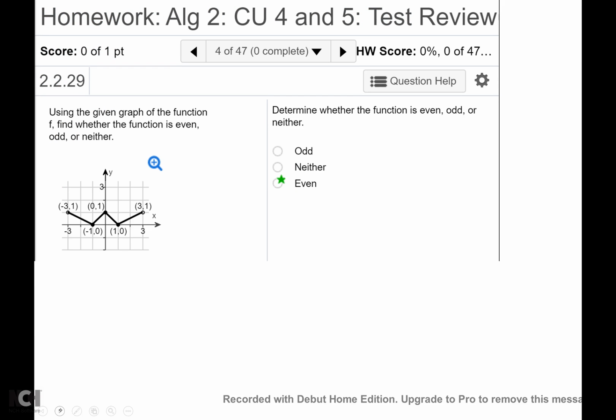Okay, using the given graph of the function, find whether the function is even, odd, or neither. Well, you can tell by looking. If I took this half of the graph and reflected it over y, you get this half back. You can also check because of the ordered pairs. If you have an even function, then the only thing that will change is the sign of x. So if you see here, 3, 1, if I change the sign of x to negative 3, 1 and check it, it's also on the graph. Same with this one. The same ordered pair, then the x has an opposite sign. Okay, it's on the graph also, so that makes it an even function.